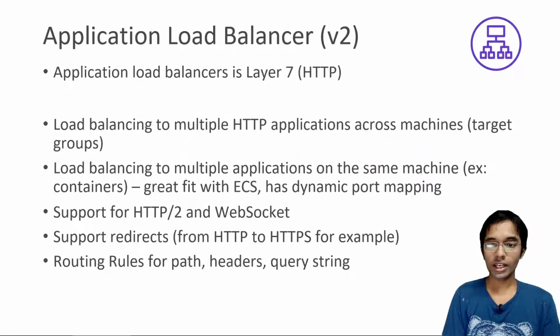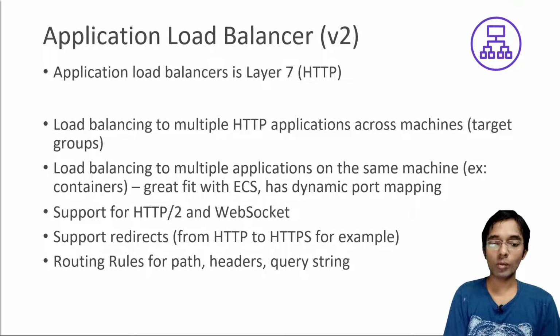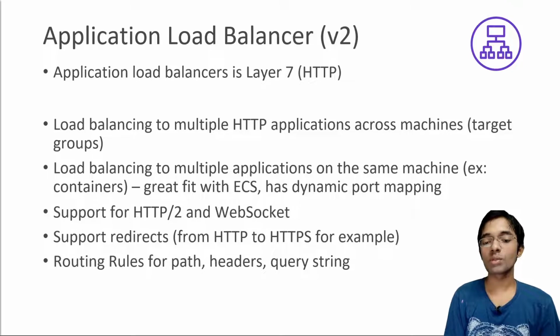Next we have the application load balancer. It's layer 7, only HTTP, and you can load balance across multiple machines in a target group. The load balancing also happens to multiple containers on the same machine, which makes it a great fit to use with the Elastic Container Service, ECS, which leverages the dynamic port mapping feature of the application load balancer.